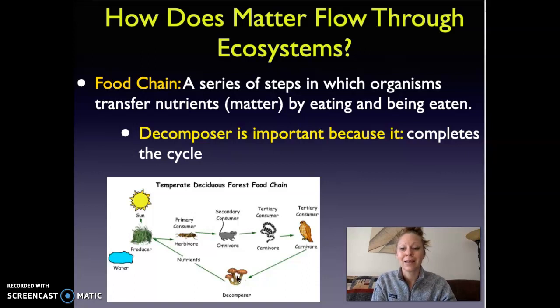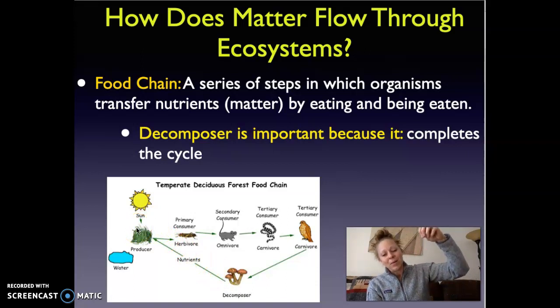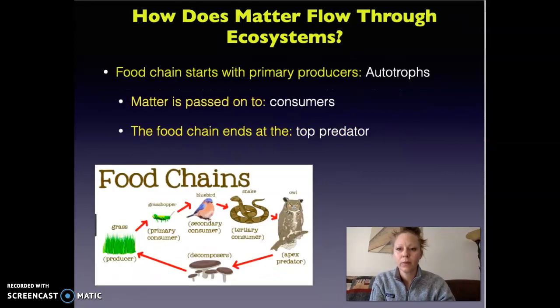It completes the cycle. Remember that energy was a trophic pyramid where the energy went up and was eventually lost. But here it is a cycle, so it's always going to return. It's going to come back around and be cycled and used again and again. So food chains start with primary producers, also known as autotrophs. Matter is passed on to consumers, and then the food chain ends at the top predator. Just going over some vocab.